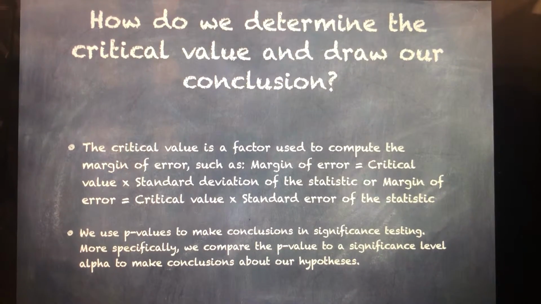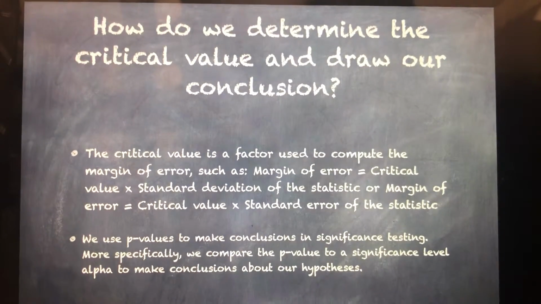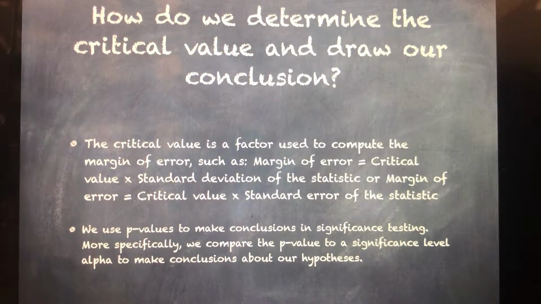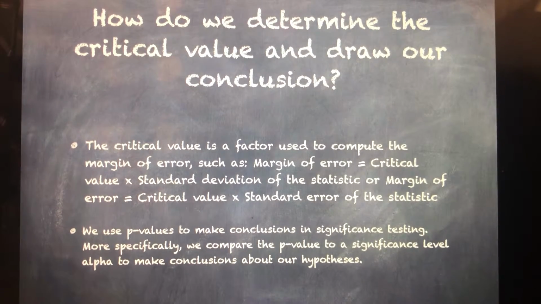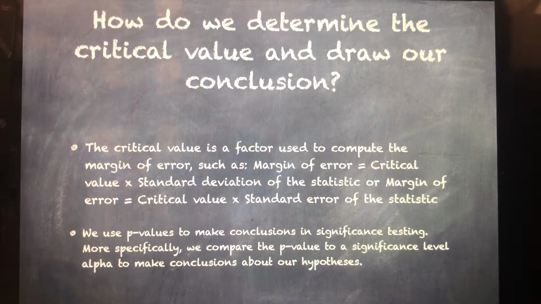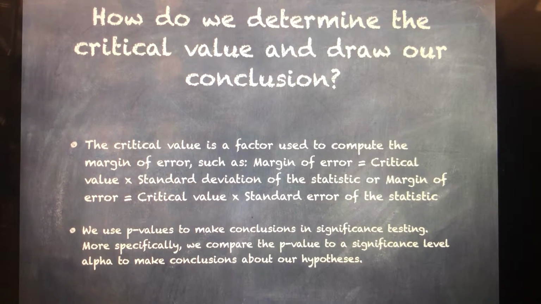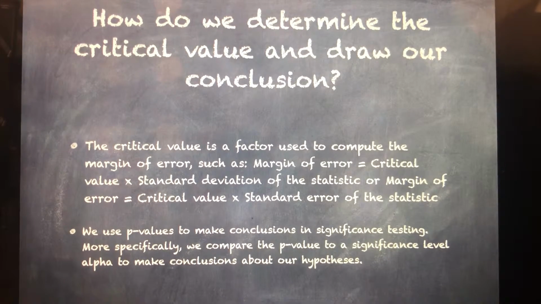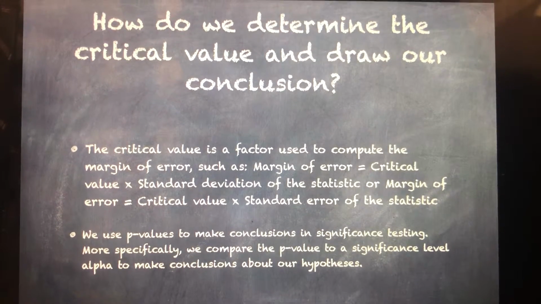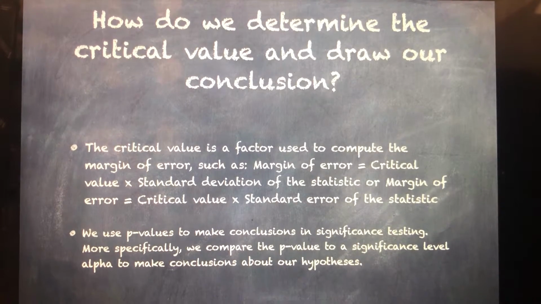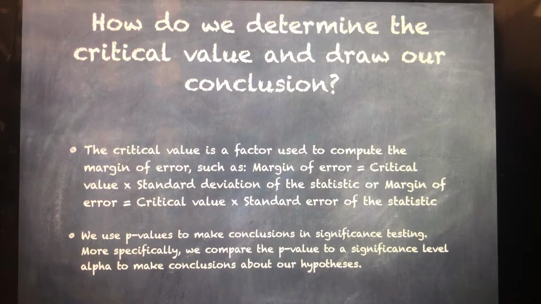How do we determine the critical value and draw a conclusion? The critical value is a factor used to compute the margin of error, such as margin of error equals critical value times standard deviation of the statistic, or the margin of error equaling critical value times the standard error of the statistic.